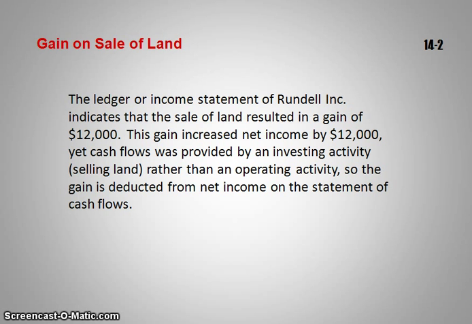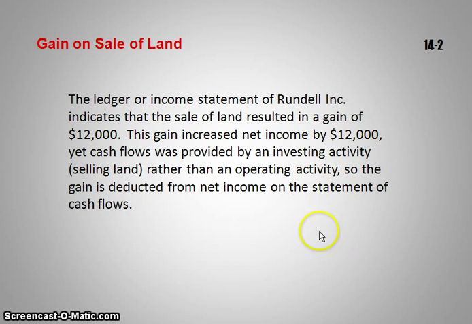Okay, so if you looked at the statements from that company, Rundell Inc., you would see that there was a sale of land resulting in a gain of $12,000. You may not have been able to see that from the balance sheet, but this would have been additional information provided to you with the problem, which you'll also see something like this in your homework problems. So the sale of land resulted in a gain of $12,000. This gain increased net income by $12,000. So the thing is, it doesn't really belong here.